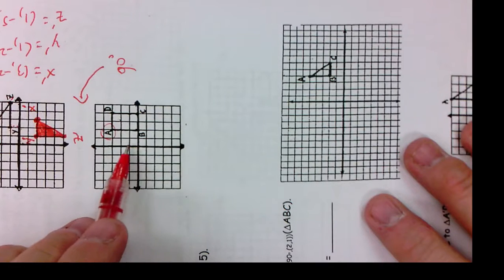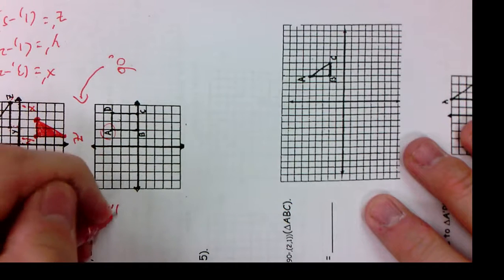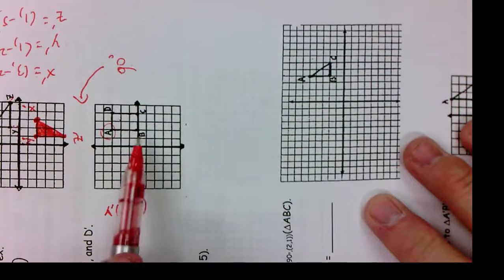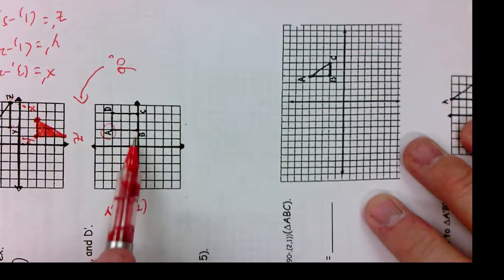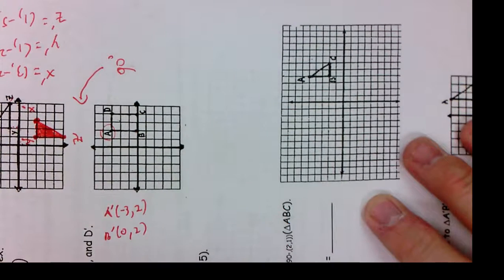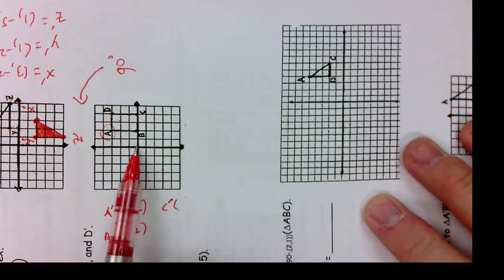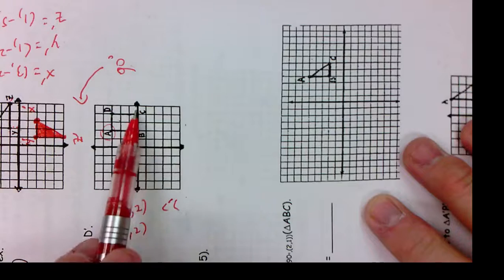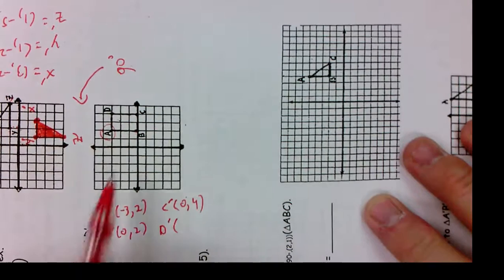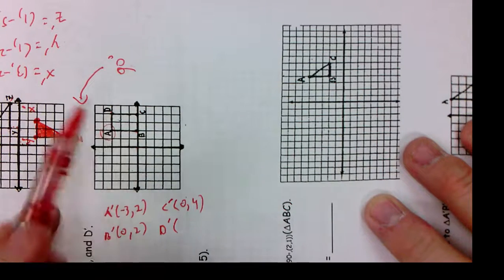ends up at -3, +2. All right? And B prime ends up at 0, 2 after the rotation. And C prime ends up at 0, 4. And D prime ends up at -3, +4.